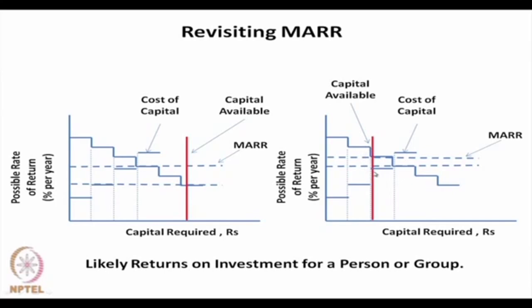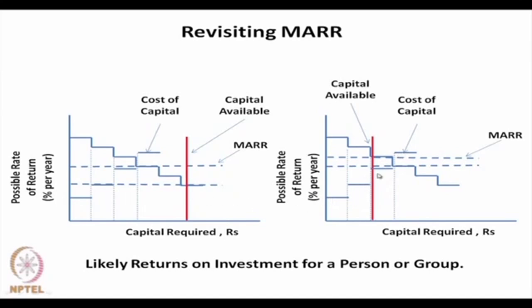So, if the capital available is less, in this case, the investor would probably invest in project 1 and project 2 and not project 3. Therefore, the opportunity cost for the investor is this one, the profit, the possible rate of return that he is forfeiting is this one. Now, consider the cost of capital consideration that remains as before.